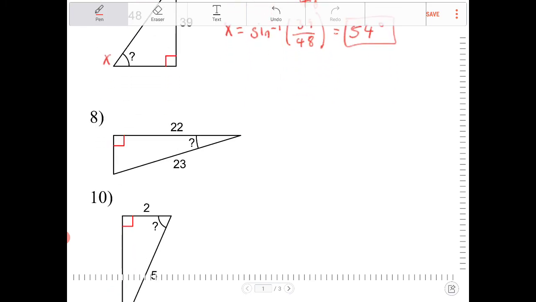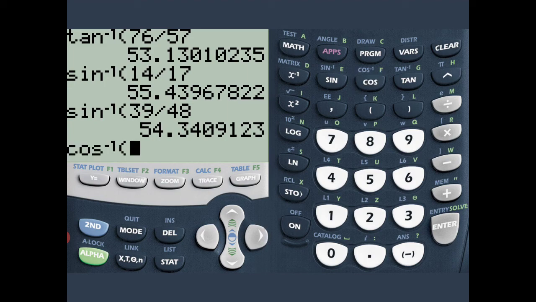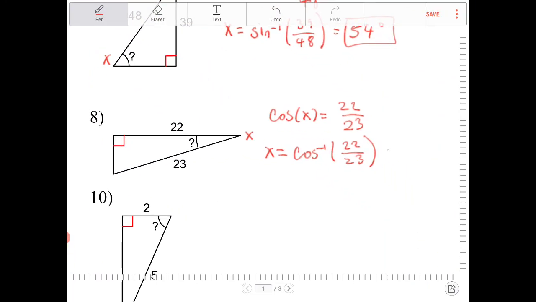Question 8. Again, I'm going to call that angle x. In this case, 22 is adjacent to angle x, so I'm going to use cosine. It's 22 over 23, because 23 is the hypotenuse. x will therefore equal arccosine of 22 over 23. I go to my calculator: arccosine of 22 over 23 is 16.957, which is equivalent to 17 degrees to the nearest whole degree.